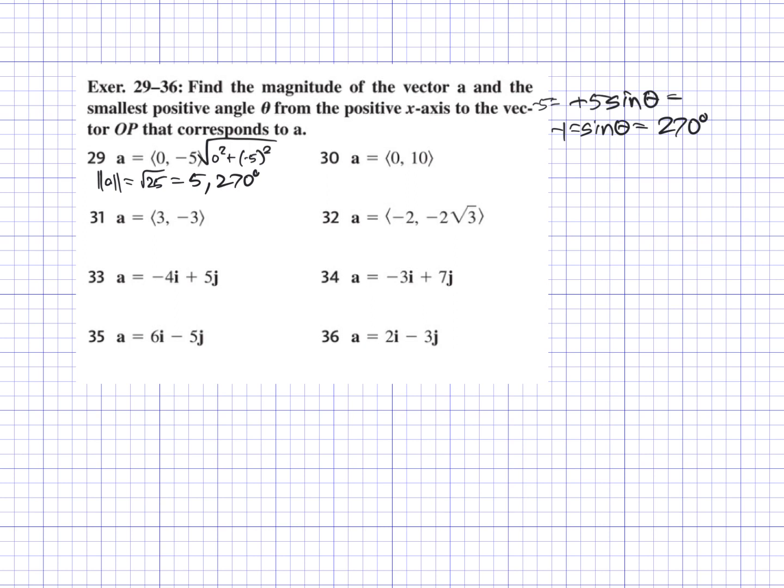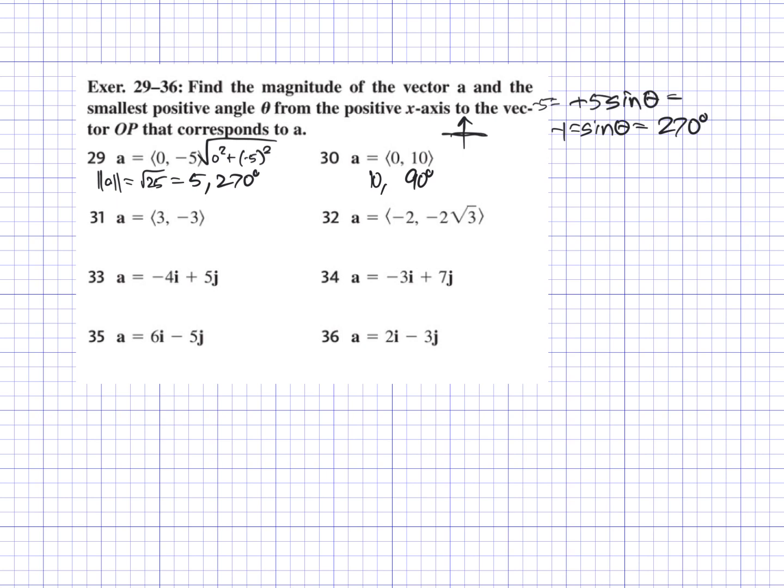Now think about what this is. Visually speaking, 29 and 30 both tell you exactly where they are. This one is a vertical vector going up. Number 29 was the vertical going down. So this one's going to be 90 degrees just by looking at it. Square both of those and add them together. So 0 squared plus 10 squared is 100. The square root of 100 is 10. So the magnitude is 10 and the direction is 90 degrees.